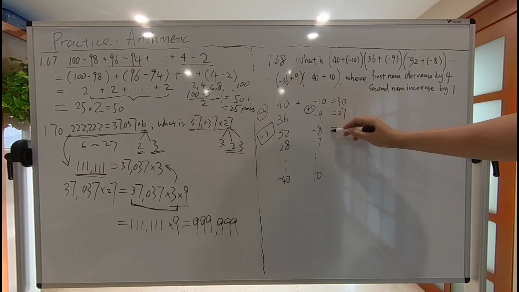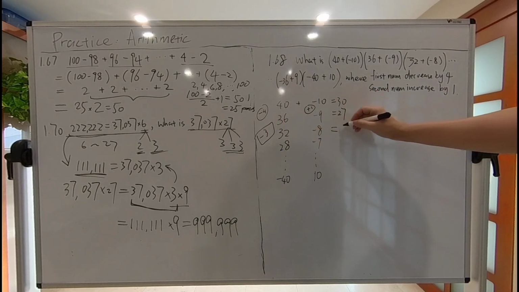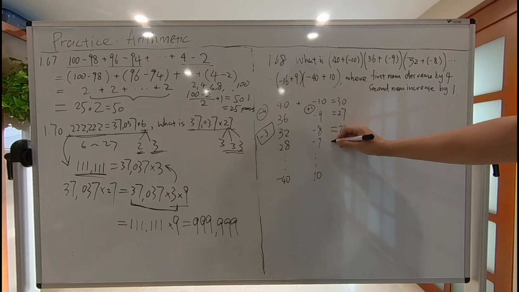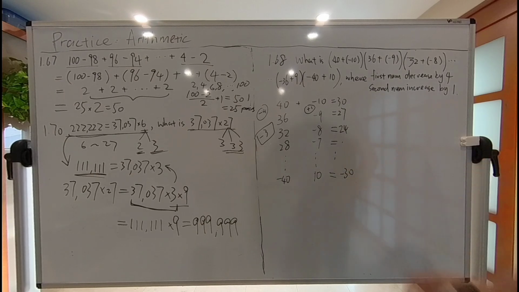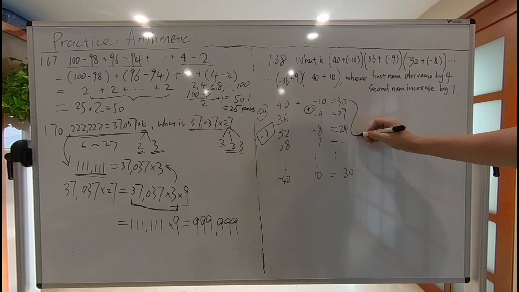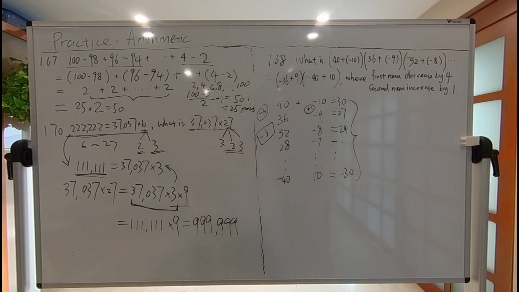So I don't even need to do this calculation, but I would know that this is 27 minus 3, which is 24. And keep going until minus 30. So this is one way, multiplying them together. This is the only pattern you can see only from here.